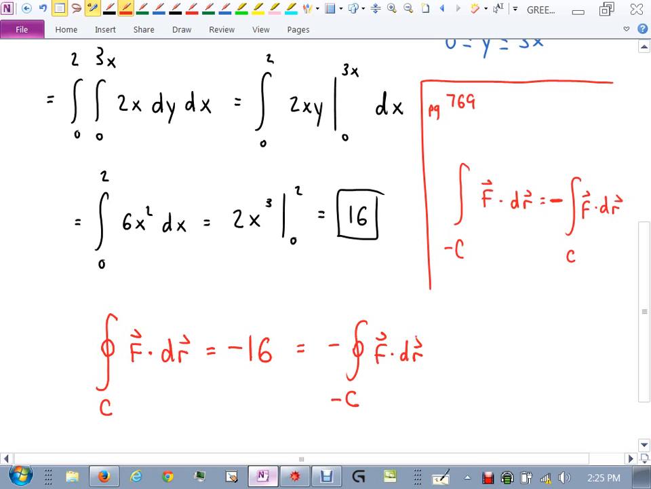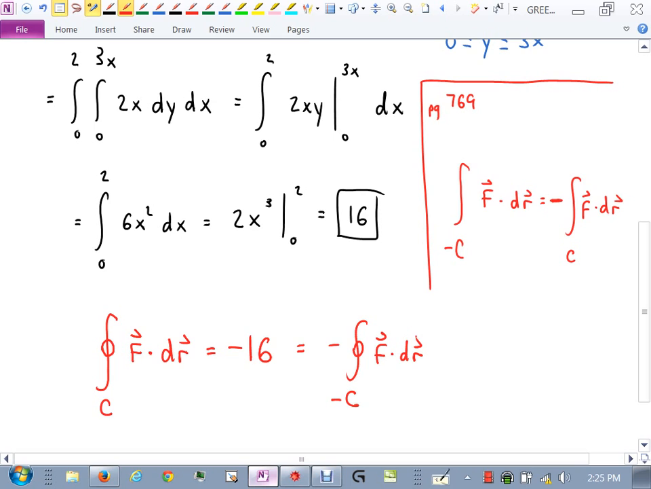Right. This is what we got, right? We got this, and that came out to be 16, right? We change the sign, and that changes the orientation to positive. So it comes out to be negative 16. Make sense?